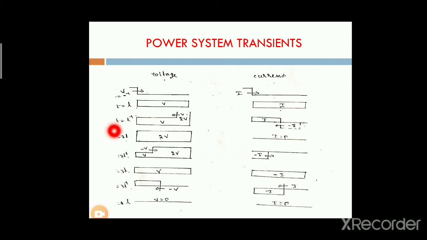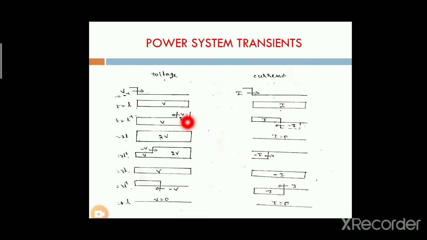When the traveling wave is transmitted over the length from the sending end to the open circuited end, the traveled length increases, that is L plus. The voltage then increases to V plus V, which is equal to 2V.